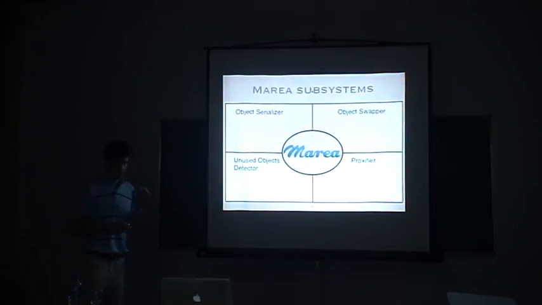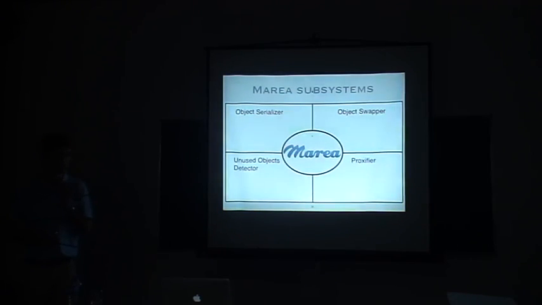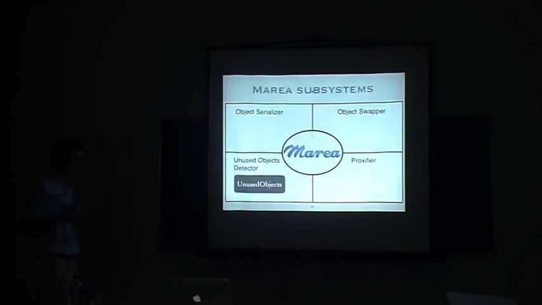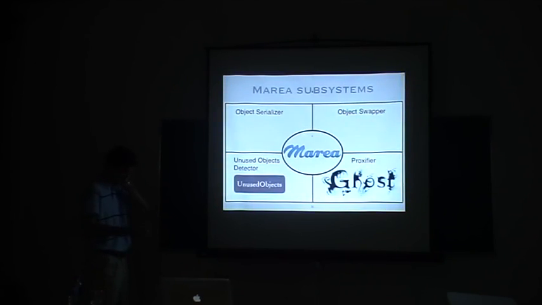So if I analyze the subsystems, first I start from this one. This is the tool to detect unused objects. I will explain the very overview in the next slide. Then I create a better proxy implementation that does not use doesNotUnderstand, but instead uses another hook provided by the VM, which is much more efficient than doesNotUnderstand.